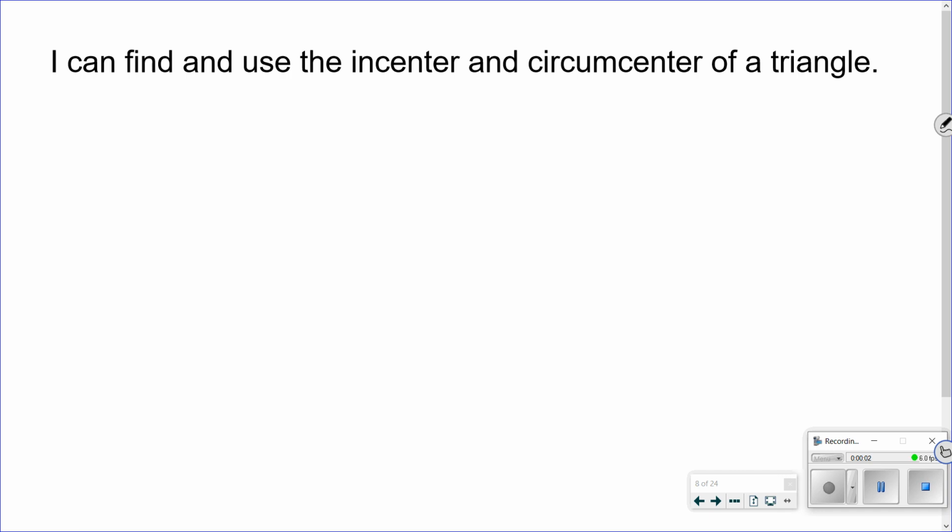Okay, today on 6.2, we're going to find and use the incenter and the circumcenter of a triangle. And you've probably never heard of what those are, but we're going to discover it here together.